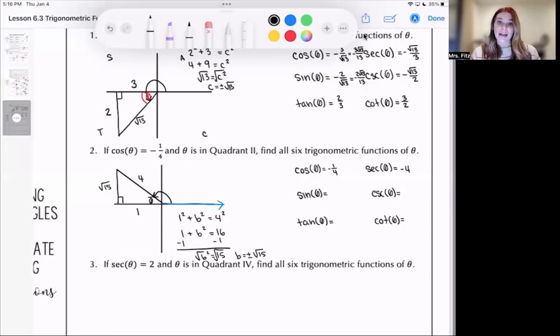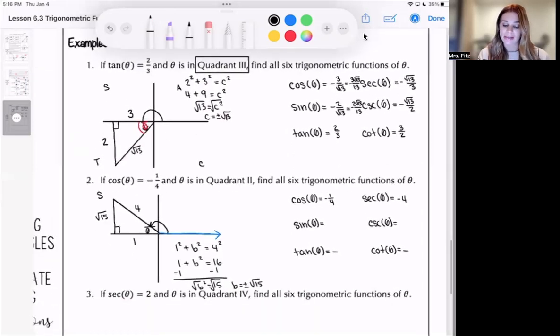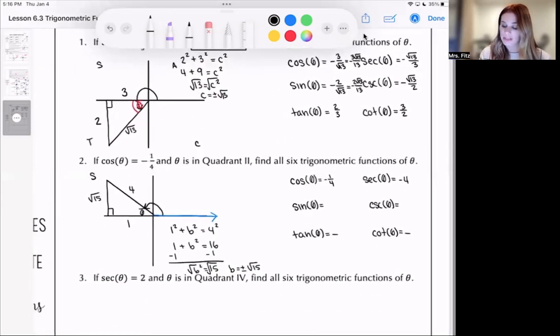Okay, now let's find our trig ratios. Now be careful, all students, the only 2 trig functions that should be positive in quadrant 2 are sine and cosecant. Tangent, cotangent, cosine, and secant should be negative. Add those negatives now before you forget. All right, sine of theta. Sine is opposite, which is root 15, over hypotenuse, which is 4. Take the reciprocal, we have 4 over root 15. I would rationalize that. We get 4 root 15 over 15.